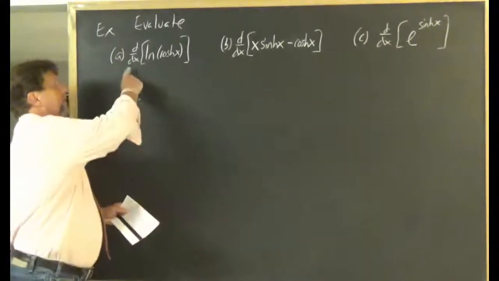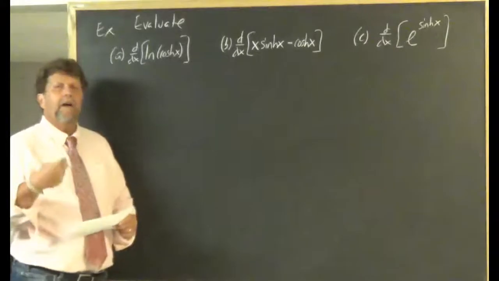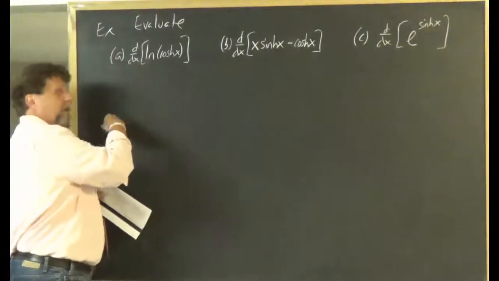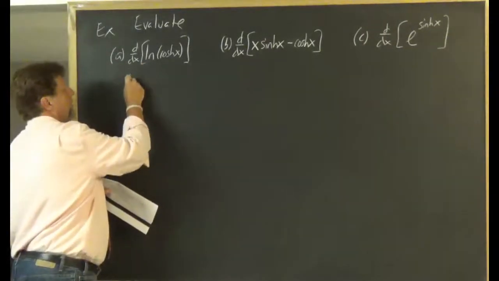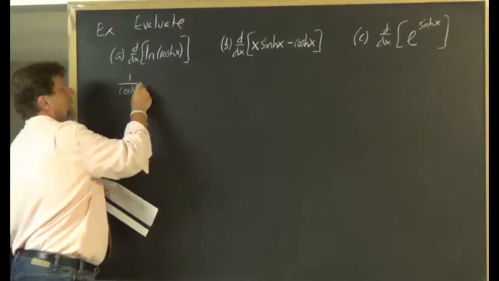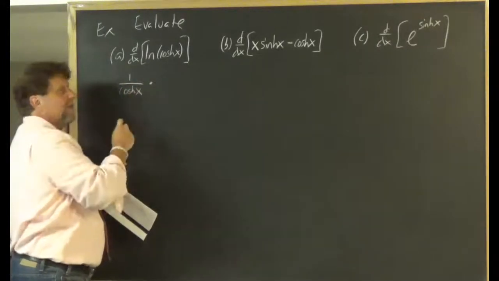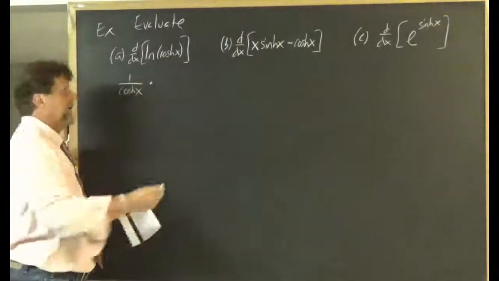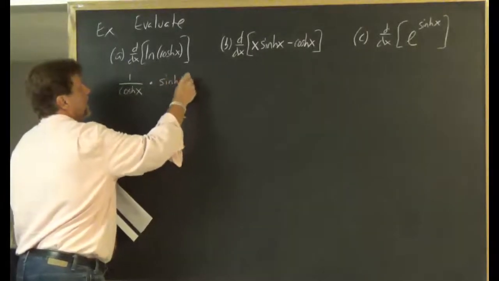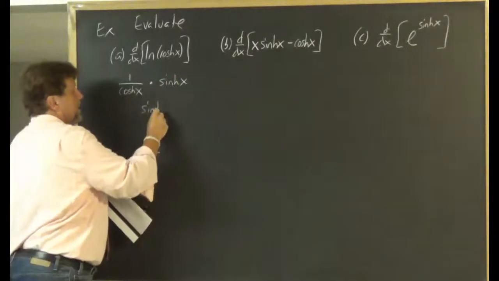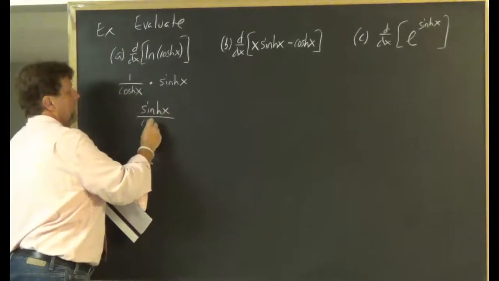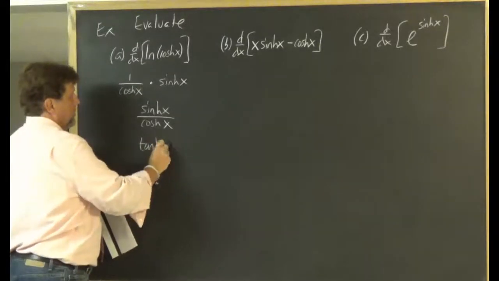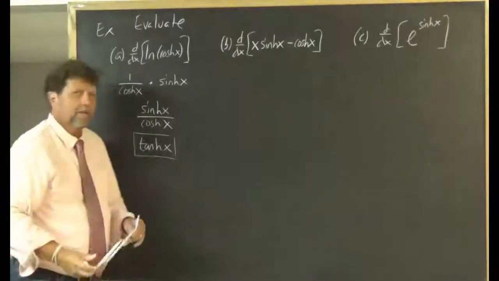Part A, differentiate with respect to x, natural log of hyperbolic cosine x. So we know the derivative of natural log. We know it's 1 over. So we start off, we have 1 over hyperbolic cosine x times, now we have to do the derivative of the inside, and the derivative of hyperbolic cosine is hyperbolic sine, which gives us the derivative hyperbolic sine over hyperbolic cosine, which we could simplify down to hyperbolic tangent.